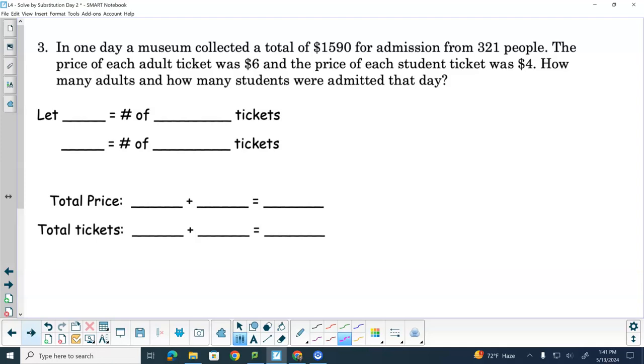So the first thing that you have to do when you're confronted with a word problem is read the word problem. In one day, a museum collected a total of $1,590 for admission from 321 people. The price of each adult ticket was $6, and the price of each student ticket was $4. How many adults and how many students were admitted that day?